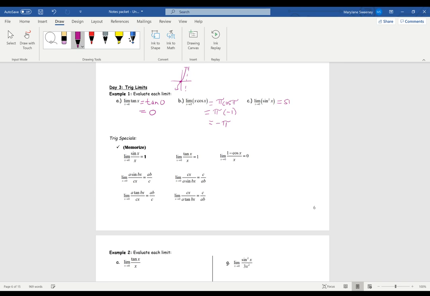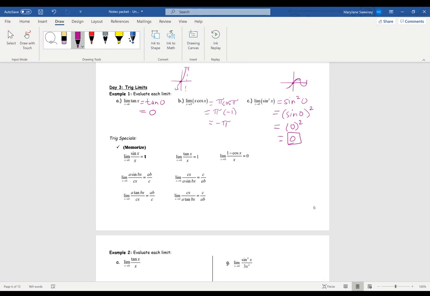Plugging in here, this is sine squared of 0. What sine squared of 0 means, remember, is sine of 0 and then squared. Sine of 0 is 0. 0 squared is 0. Again, think of where your sine graph starts, right? At 0, and it goes into the negatives.